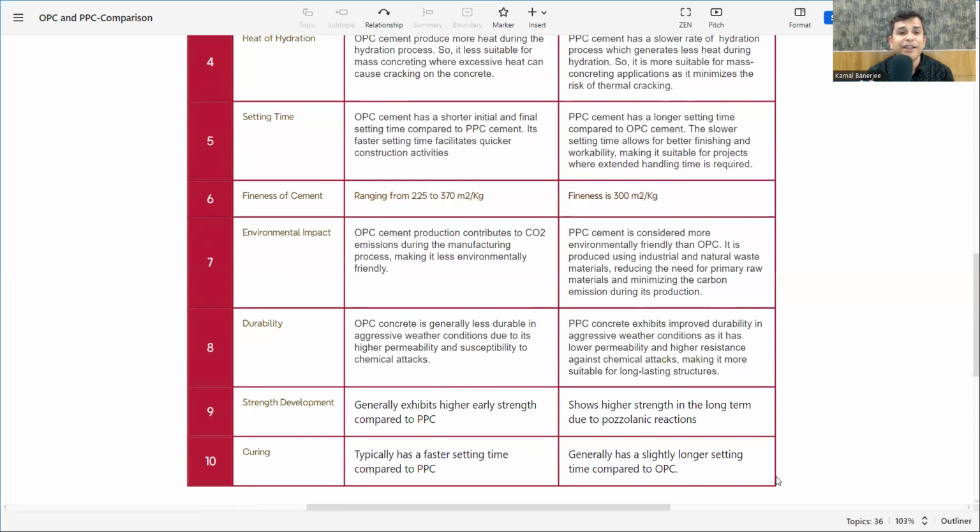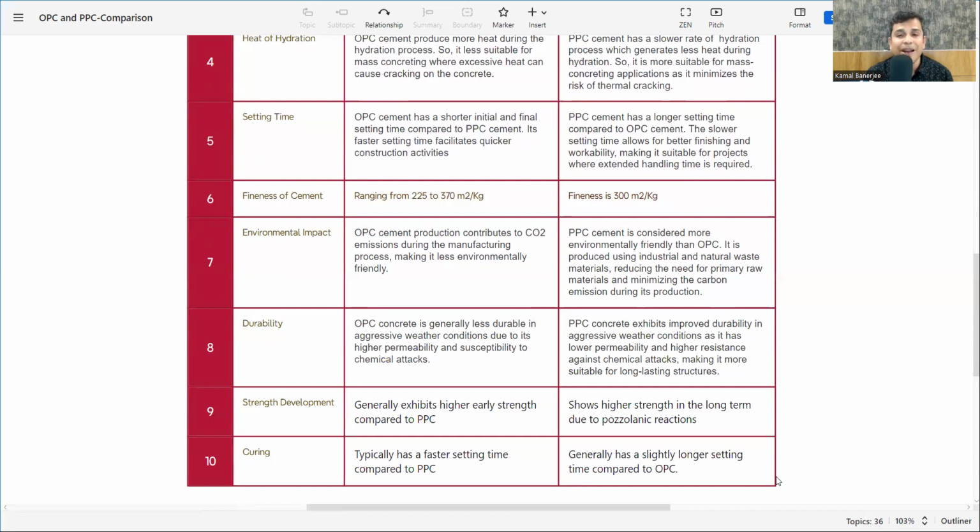Now, what is the fineness of cement? I have made a detailed video. Please check, you will get full information about that. But what is the fineness range of OPC cement? That is from 225 to 370 square meters per kg. And fineness for PPC is 300.